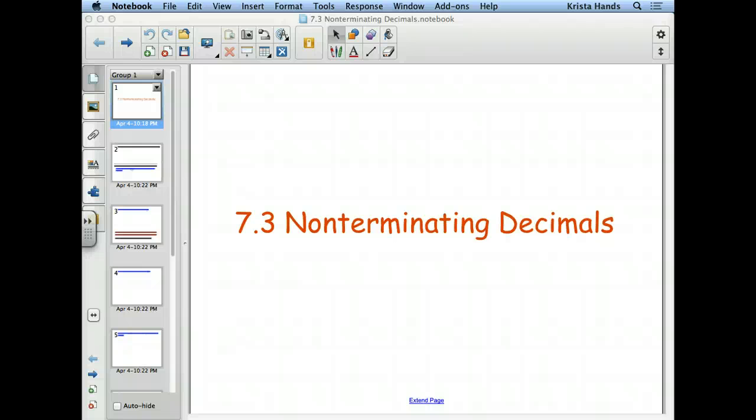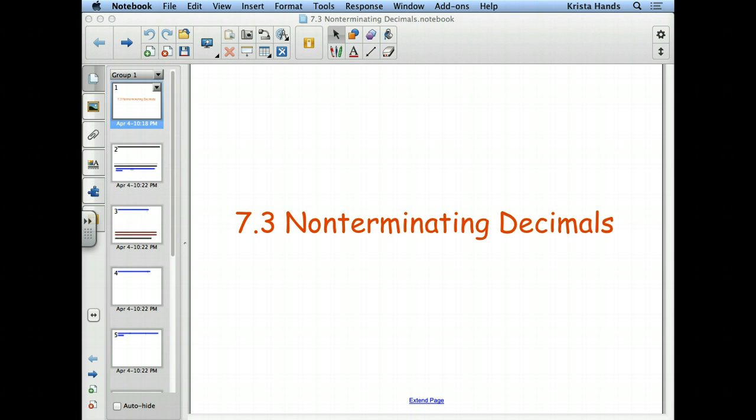Alright, in 7.2 we talked about terminating decimals. Do you guys remember how we decided a decimal was terminating? Long division, we used factoring to see if the denominator had 2's and 5's, and it had to be in simplest form to do it. Is everybody good with that? We did that in the last section.